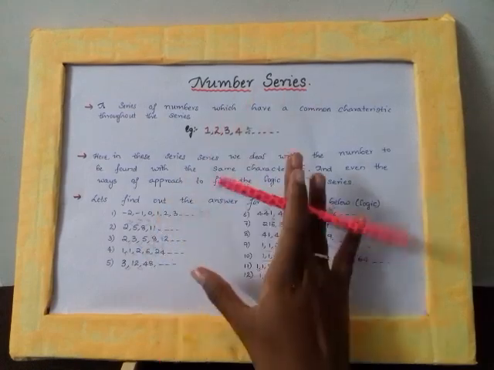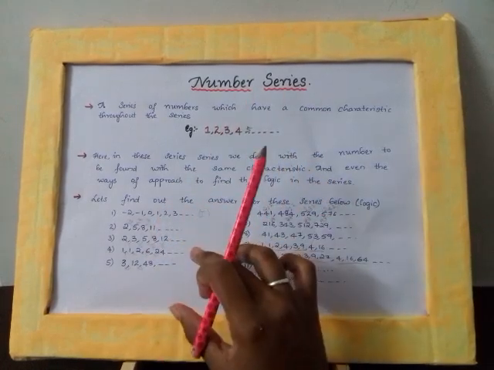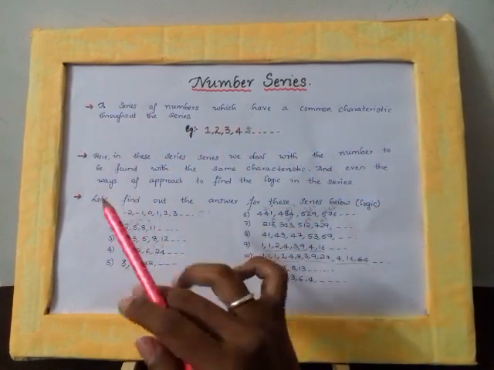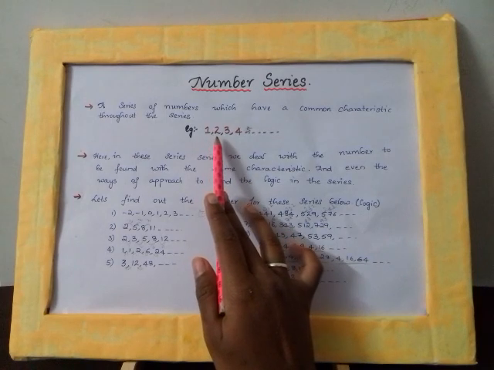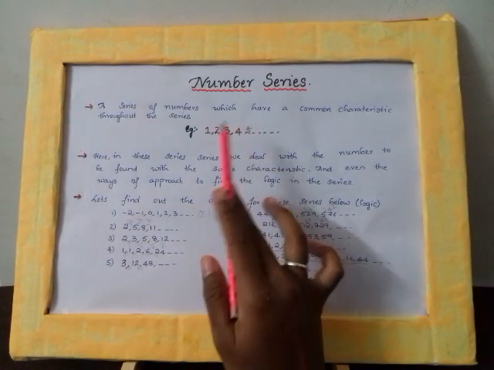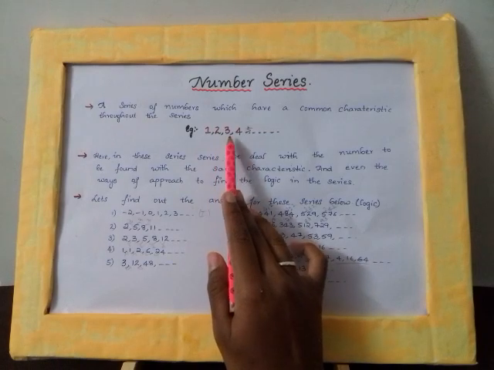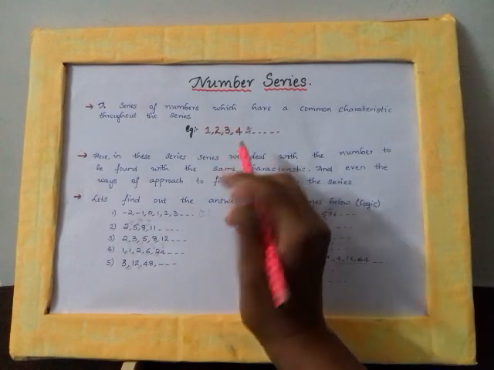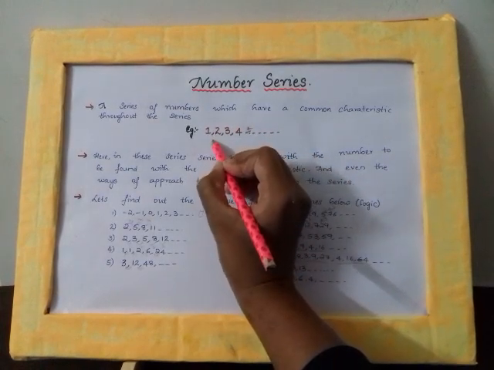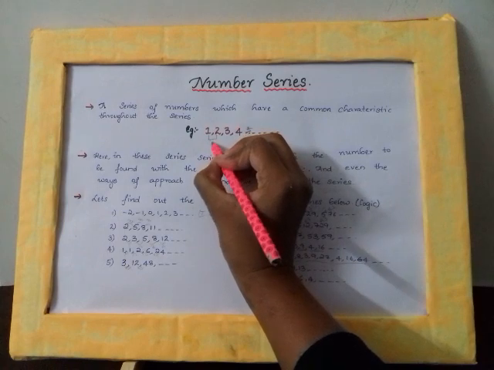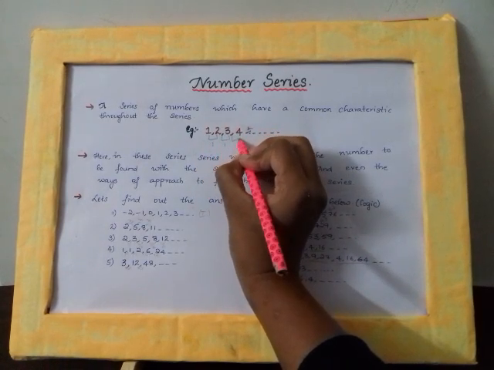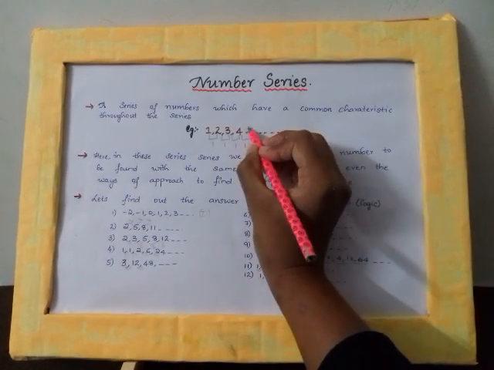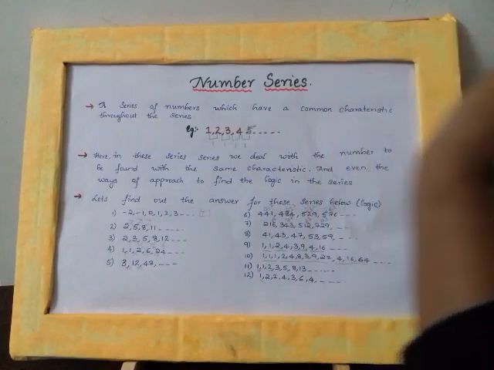So going to the number series without any delay, it is the series of numbers which have a common characteristic throughout the series. If you go with the numbers 1, 2, 3 and 4, they have a common characteristic throughout the series. Yes, that is the gap between the two consecutive numbers is 1. So the next number will have a gap of 1. 4 plus 1, it's 5.